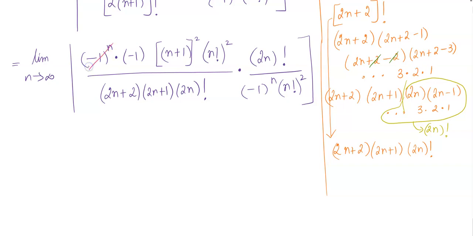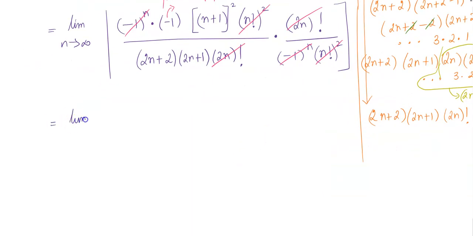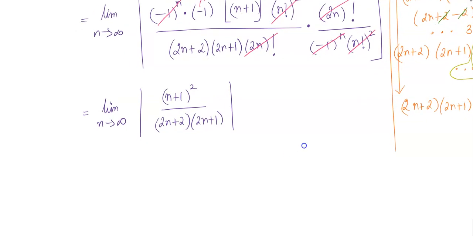Alright, now it's time to cancel off all the common terms up and down. This whole thing goes away. Squared and the squared. Okay, it looks like we have, well, the negative 1, this becomes positive in absolute value bars, right? That becomes positive there. And so that is also taken care of. So we have limit n approaches infinity, absolute value of n plus 1 the whole square over 2n plus 2 times 2n plus 1. This is all we have left in the absolute bars.